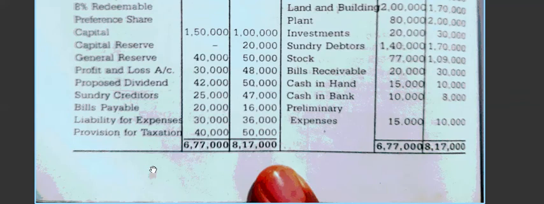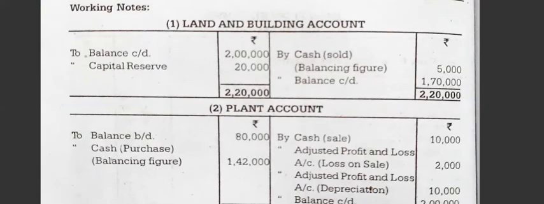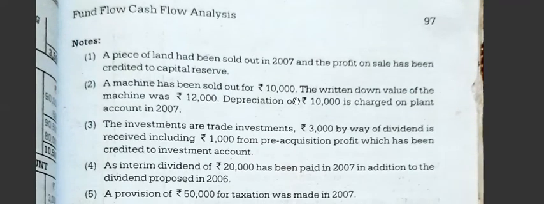Provision for taxation, you have to open the account. Next, we will go through the adjustments. A piece of land has been sold out in 2007 and the profit on sale has been credited to capital reserve. What that piece of land is, we have to calculate by preparing the land account.